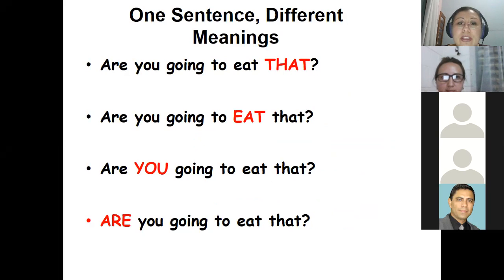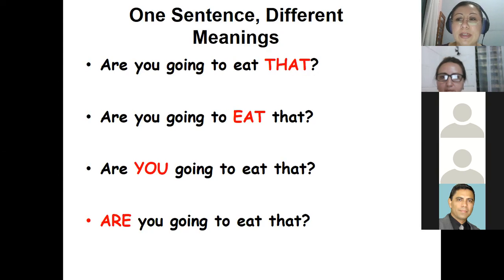Are you going to eat that? Okay, look and listen. Are you going to eat that? Is one intonation. The other intonation is, are you going to eat that? Okay, listen, it's different ways to pronounce the same sentence, but making emphasis in a different word.